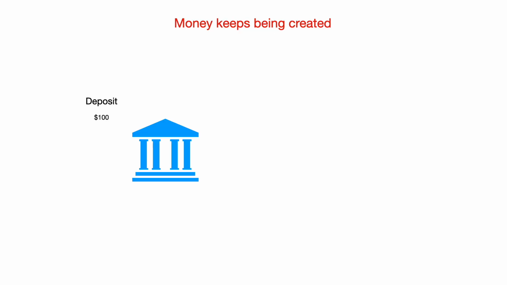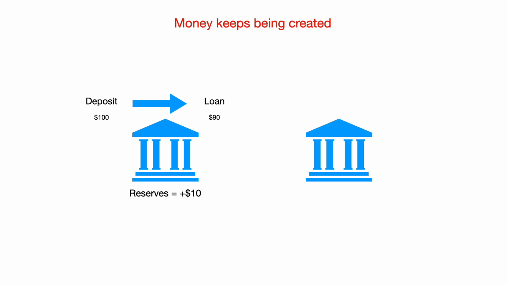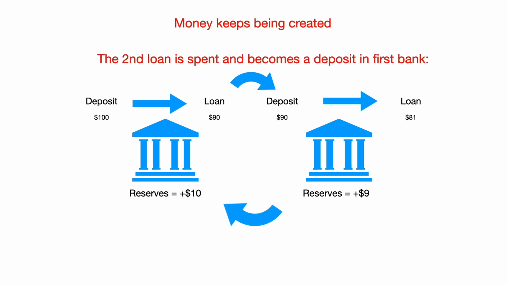For instance, if the initial deposit is $100, the first bank with the reserve requirement of 10% has to set aside $10. It can lend out $90 if that $90 is spent and deposited into another bank. This second bank also has to set aside 10% of the $90 deposit. Hence, that bank can lend out $81. This $81 loan in turn can be spent and become a deposit in the first bank.